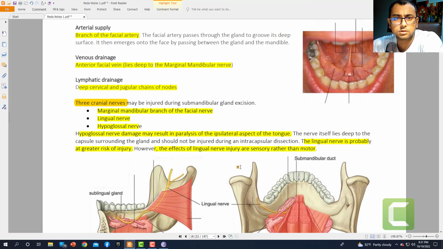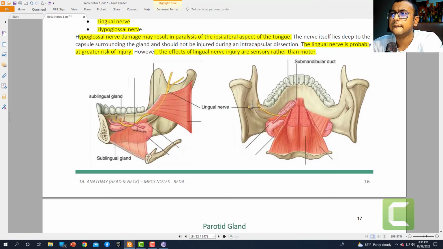So you all know that general sensation of the anterior two-thirds of the tongue is by the lingual nerve, which is a part of the mandibular nerve. In case of dental anesthesia, the lingual nerve is usually blocked by injection.